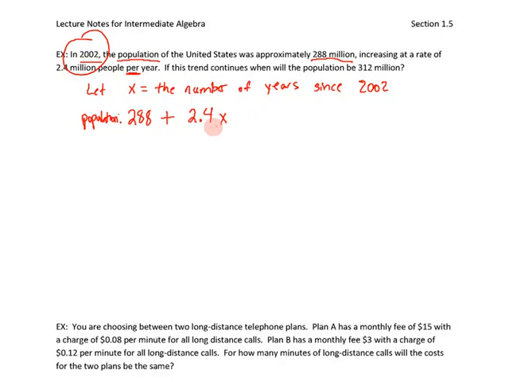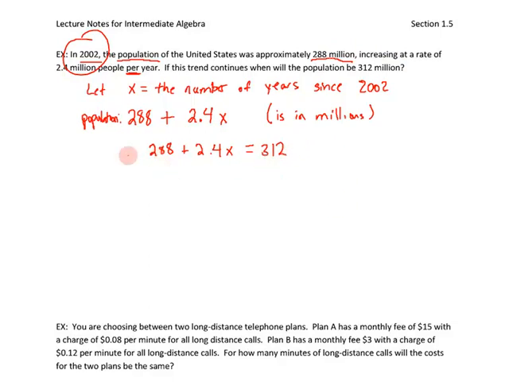What we want to know is what value of x gets me to 312 million. So my equation looks like this. It's 288 plus 2.4x equals 312. Notice how I'm doing population in millions. That way I don't have to actually write 288 with 6 zeros after it. I'll just know that the answer from this needs to be in millions.